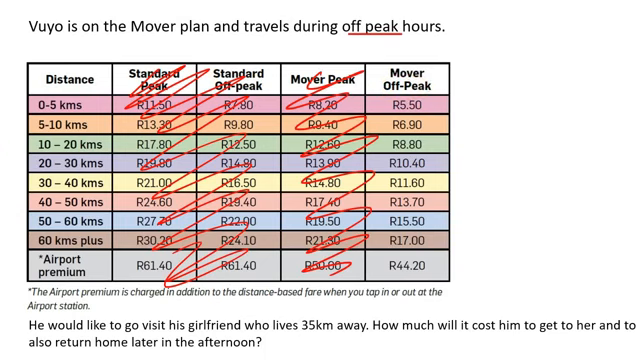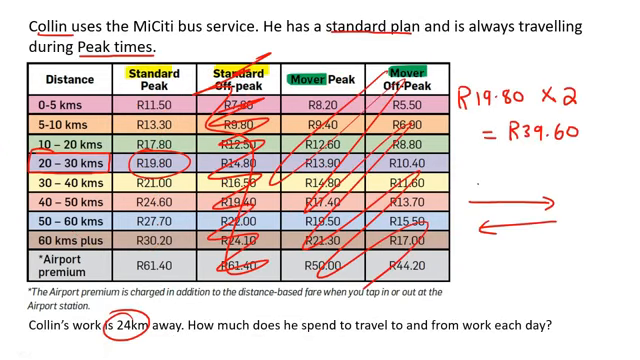Now it says he would like to go visit his girlfriend, who lives 35 kilometers away. How much will it cost him to get to her and to also return home later in the afternoon? So he goes to her house and he goes back. Now you mustn't do this. You mustn't say 35 plus 35 is 70 and then go to this one. No, it doesn't work like that. Just like when I showed you Colin, you mustn't say 24 plus 24 is 48, and then go to this one. No, you've got to look each time you drive.